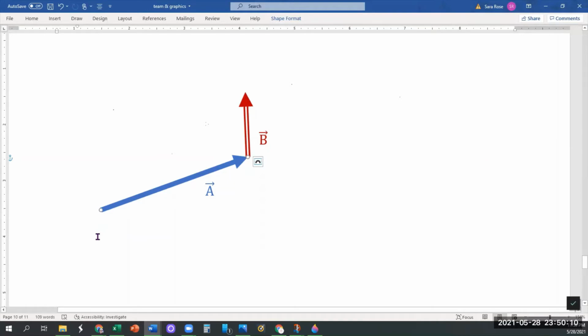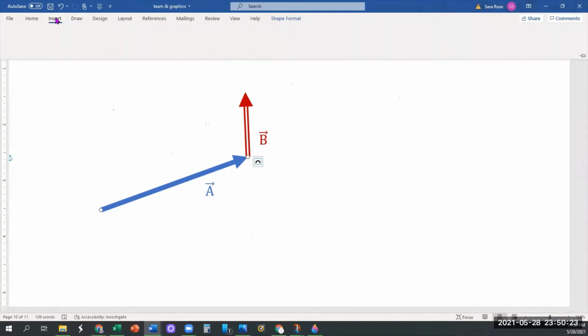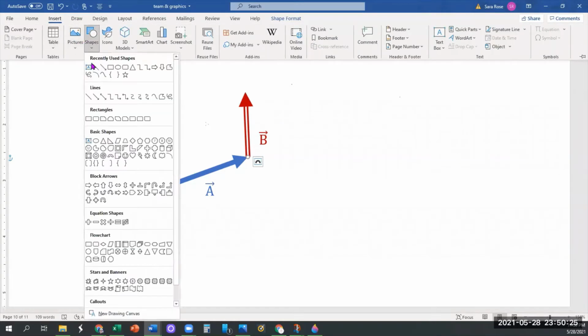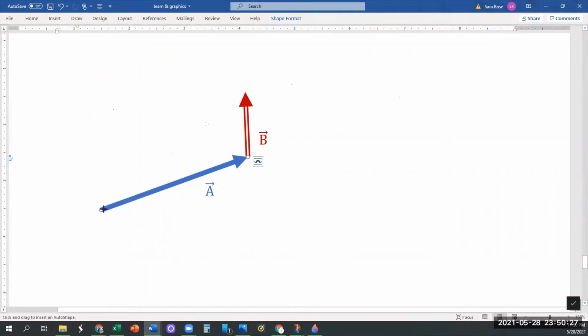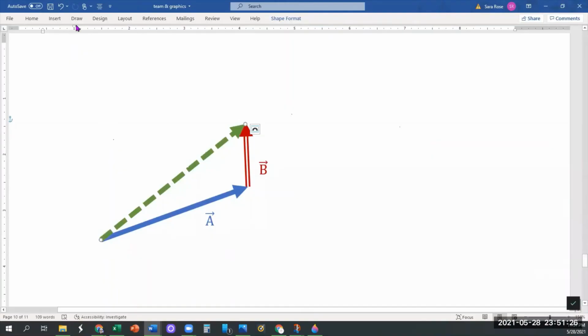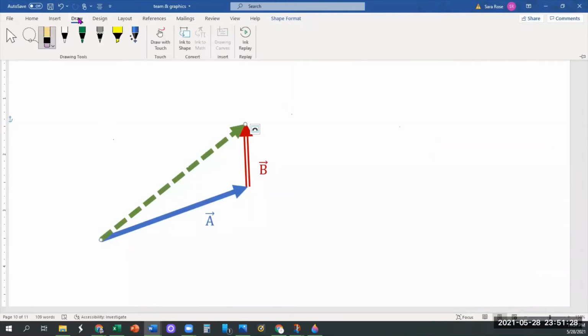But where is the ship now compared to where it was? The ship is now at this position, but it started here. So let's connect those two. Let me insert an arrow here. All right, now that's a little bit easier to see.